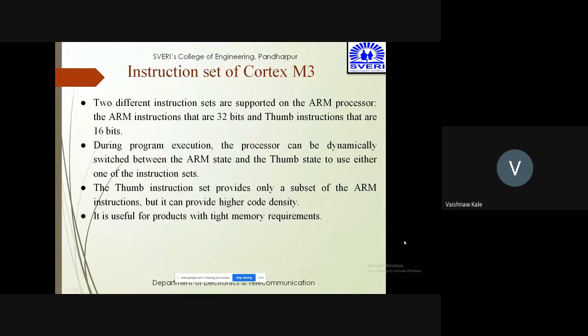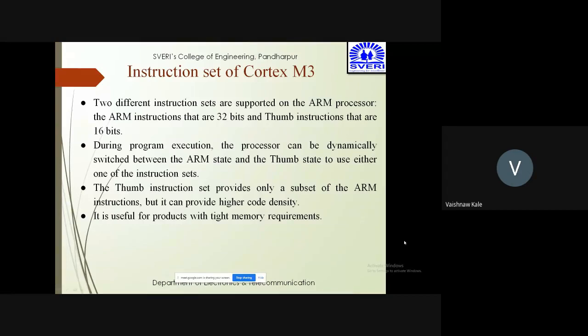Now we have to move towards the instruction set of Cortex M3. इसमें कौन से इंस्ट्रक्शन सेट यूज होते हैं, because the instruction set is the most important in order to have very high performance from this Cortex M3. So two different instruction sets are supported by the ARM processor. One is the ARM instructions, which are 32-bit, and Thumb instructions, which are 16-bit. So ARM instructions are 32-bit and Thumb instructions are 16-bit.